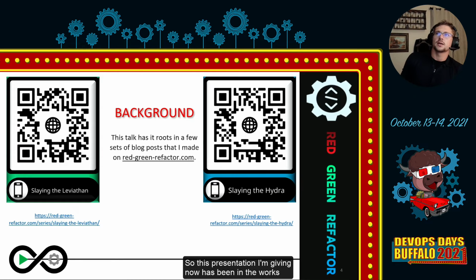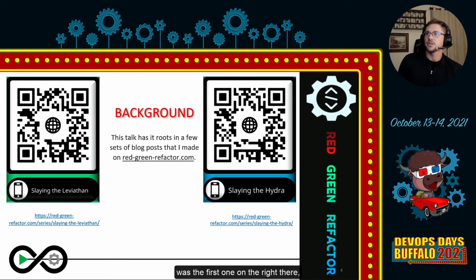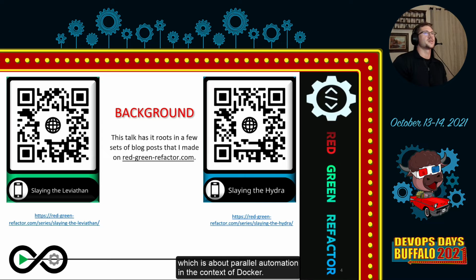So this presentation I'm giving now has been in the works for about 2 years as a set of blog posts. Slaying the Hydra was the first one on the right there, and it has to deal with test automation but doesn't integrate Docker or containerization into that conversation. It's really just about parallel automation. And then Slaying the Leviathan, which is about parallel automation in the context of Docker.